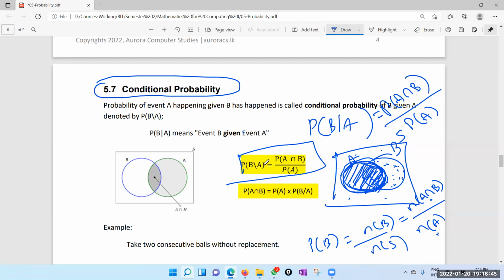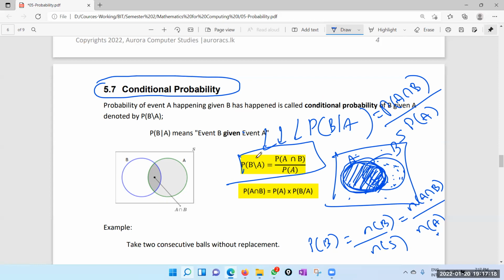Probability of B given A is the probability of A intersection B, because both A and B have to happen. And now your sample space is A. So when you divide, it's P(A intersection B) divided by P(A). If you think a little bit, you can see that this is correct. So don't accept anything without serious thought and see whether you can understand it.